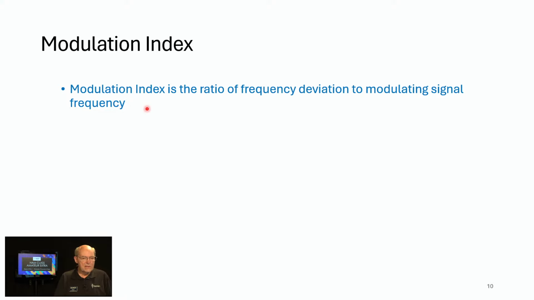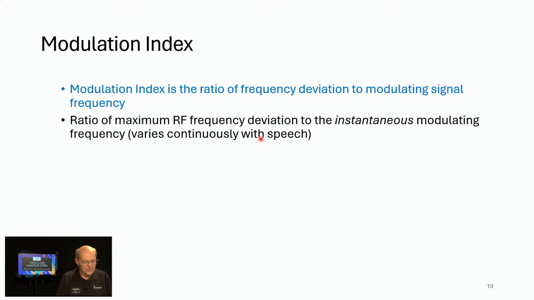If you're speaking into a microphone, that modulating signal frequency is going to be the full voice range of frequencies. The only way to make any sense of this in terms of measuring it is to apply a tone. It's the ratio of RF frequency deviation, as we saw, to the instantaneous modulating frequency. That just happens to be the frequency that we're modulating it with, I guess, and it varies continuously with speech.